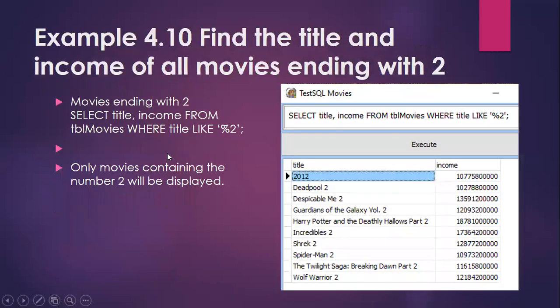Okay, so example 4.10: find the title and income of all movies ending with a 2. This time, I want to know if there have been movies that have a second one, so it was such a hit that they decided to make another movie. Every time we are using wildcards, we are going to use the term LIKE. So find something like this.